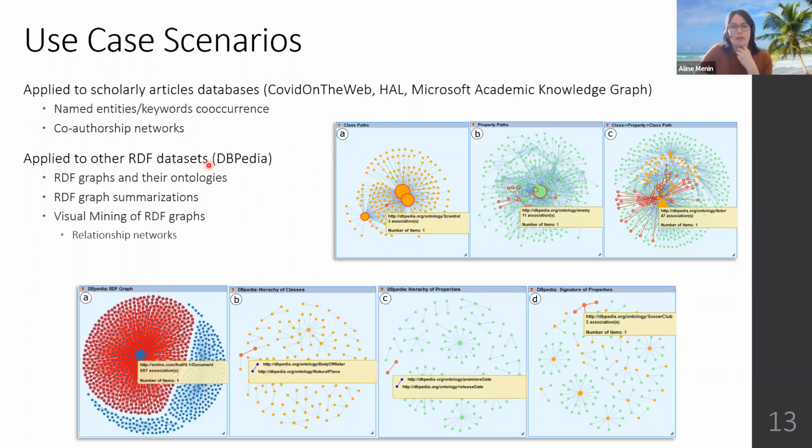But we also apply it to other RDF datasets, in this case DBpedia, to show that we can also display the RDF graph, as we can see here, to see what is inside. We can also explore the ontologies, like the hierarchy of classes, of properties, and the signature of properties. So that we can, again, understand the data we are dealing with.